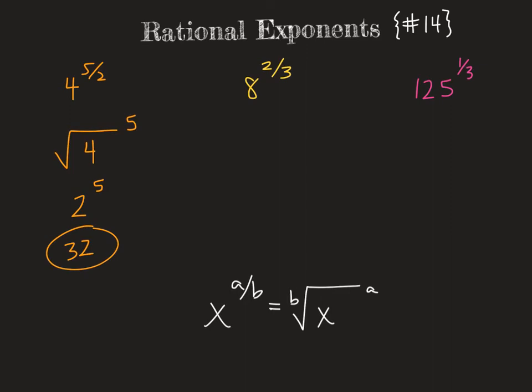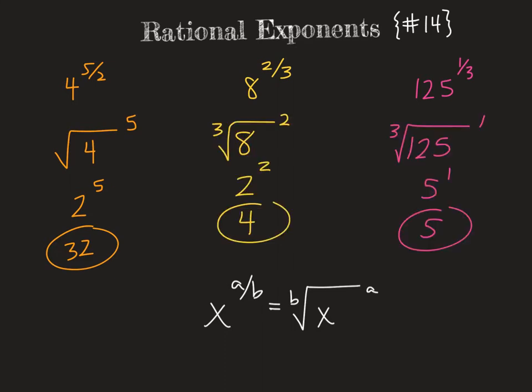All right, go ahead and try the next two. Go ahead and hit pause and then hit play to see how you did. All right, these next two both had us taking cube roots since 3 was in the denominator. In this case, we'll get 2. The cube root of 8 is 2. Squared is 4. Here we're taking the cube root of 125 and then raising it to the first, so our final answer is 5.